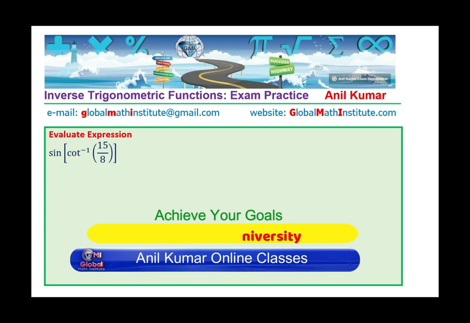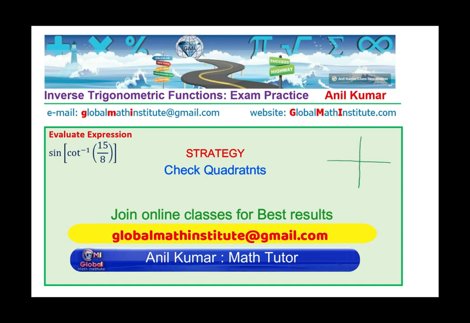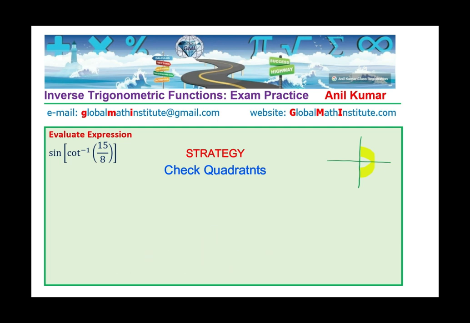First and foremost, when we talk about cot and sine, we know that they are defined in quadrant 1 and in quadrant 4. Since we are given the value cot inverse, let's look into the inside functions. Whenever you have a combined function, with inverse trigonometric functions, start from inside out. So let's look into what is cot inverse of 15 by 8.